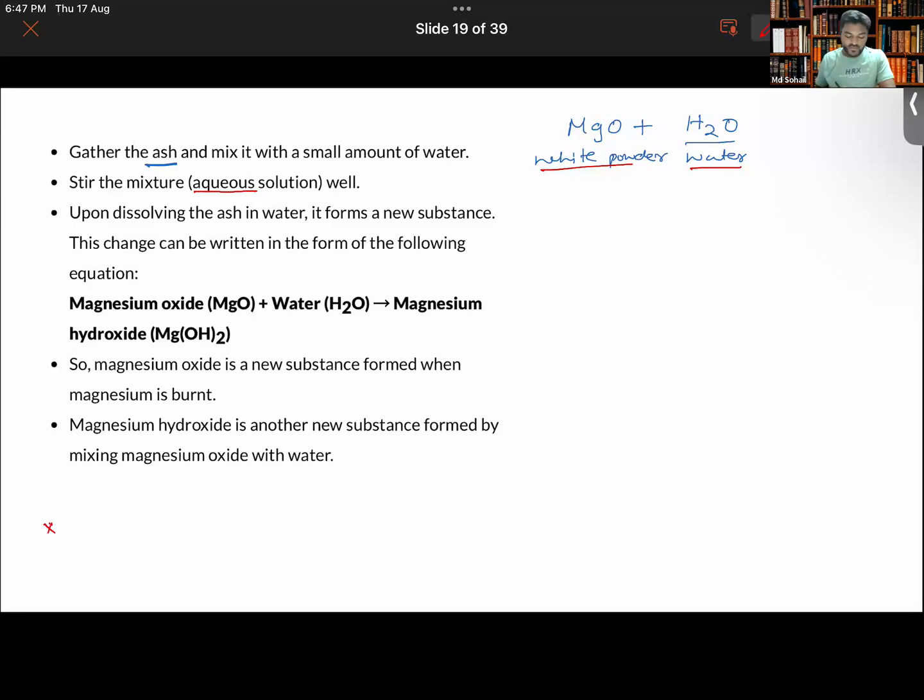Okay, so let me write it over here. What does aqueous solution mean? A solution which consists of water in it. So you will basically mix the solution well. Here you will see a new substance will be formed. What will be that substance? That substance formed will be magnesium hydroxide.